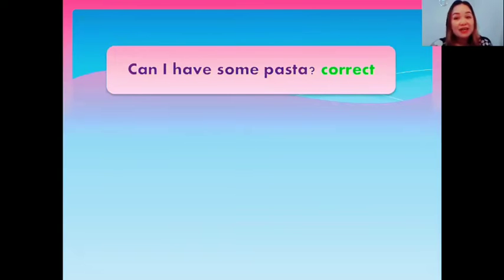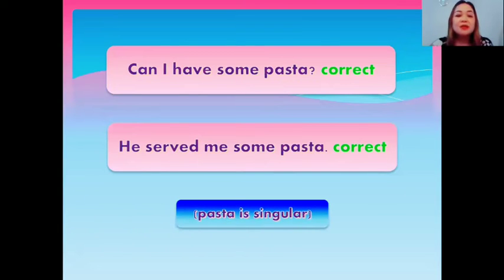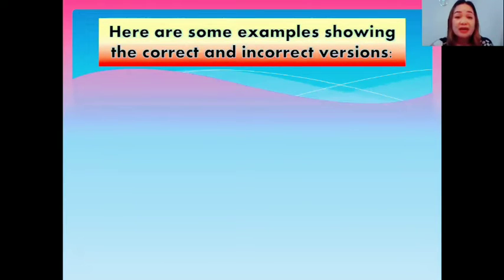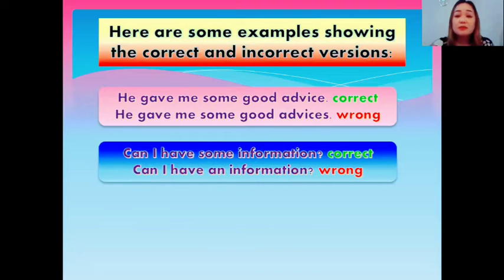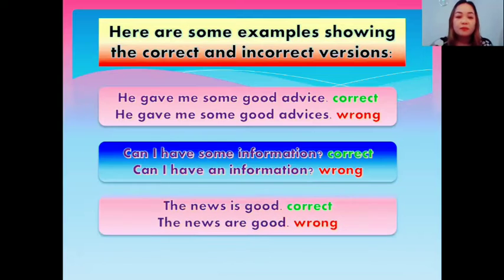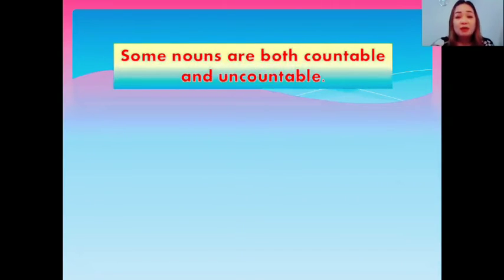So, can I have some pasta? That is correct. He served me some pasta. That is also correct. So, pasta is singular. Now, here are some examples showing the correct and incorrect versions. He gave me some good advice. That is correct. But he gave me some good advices. That is wrong. Can I have some information? That's correct. But can I have an information? That is wrong. The news is good. That's correct. But the news are good. That is wrong.